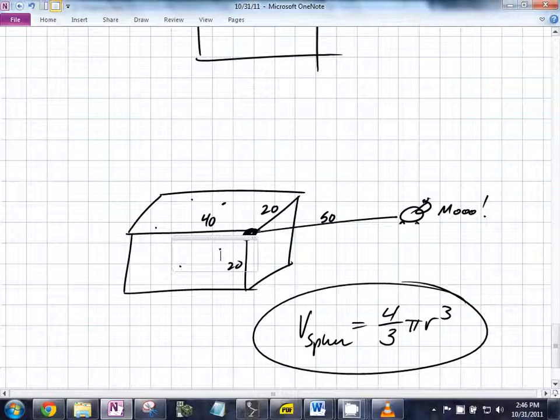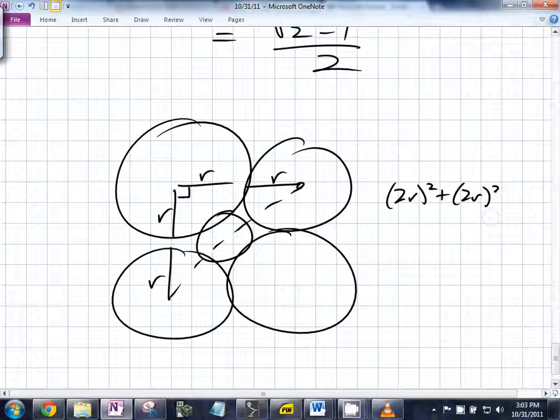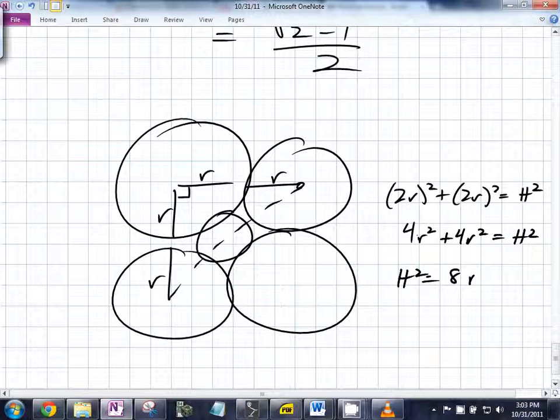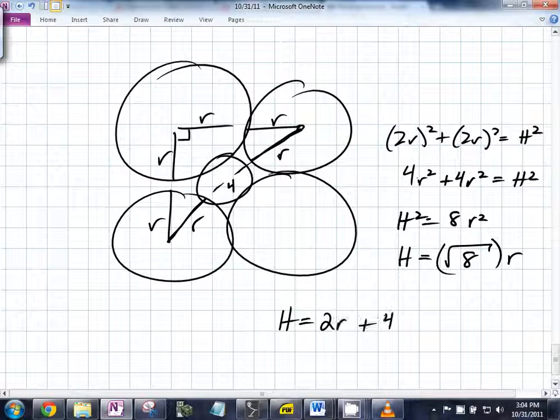Is equal to the hypotenuse squared. So you have 4r squared plus 4r squared is equal to h squared. So h squared is equal to 8r squared. So h is equal to the square root of 8 times r, correct? Well, we know that what's this length right here? r. And what's this length right here? r. 2r plus 4. So we know that h is equal to 2r plus 4. So we have h is equal to root 8 r, and h is equal to that, so we can set them equal to each other.